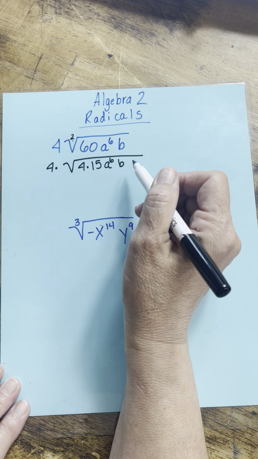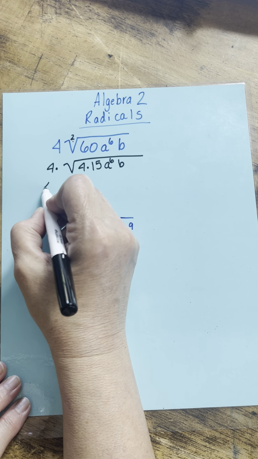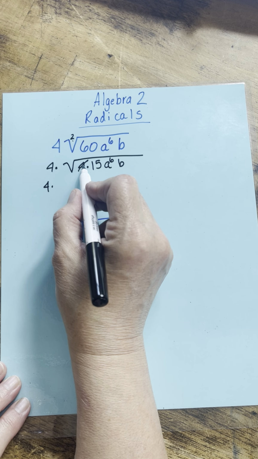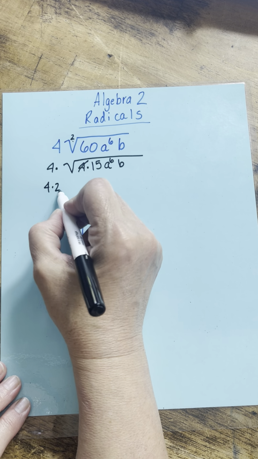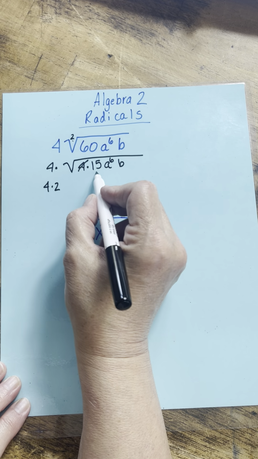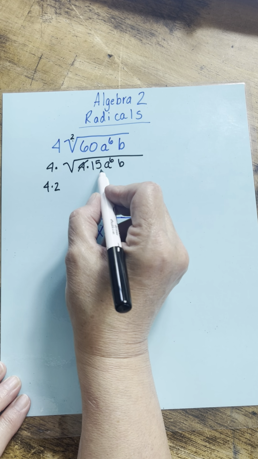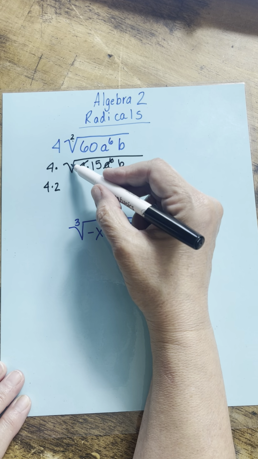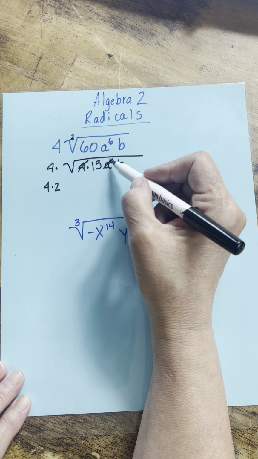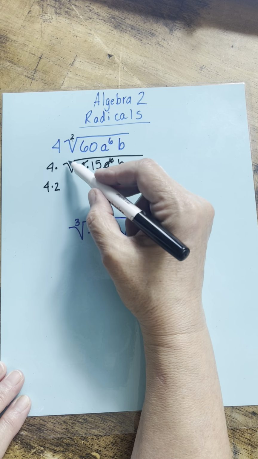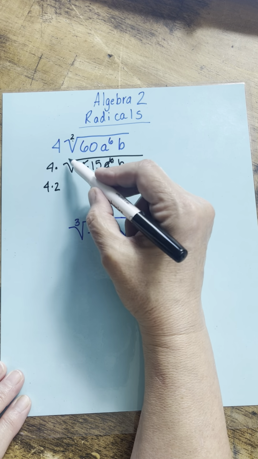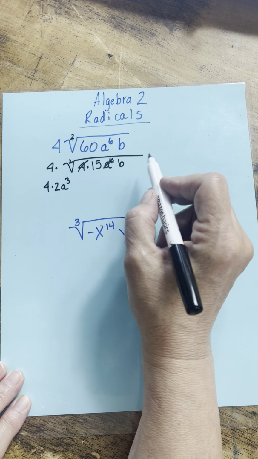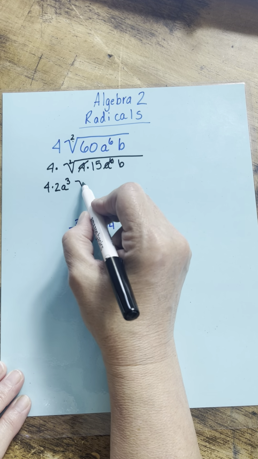Now I'm ready to simplify anything I can. Here's this 4. All right, I can take this 4 out. When I pull the square root of 4 out, that becomes 2. 15 I can't take the square root of, so I'm leaving it for now. All right, a to the 6th: when you take the square root of something with an exponent, you're just dividing that exponent by your index. So 6 divided by 2 is 3. So I'm going to have a to the 3rd. And b is just going to have to stay under there.